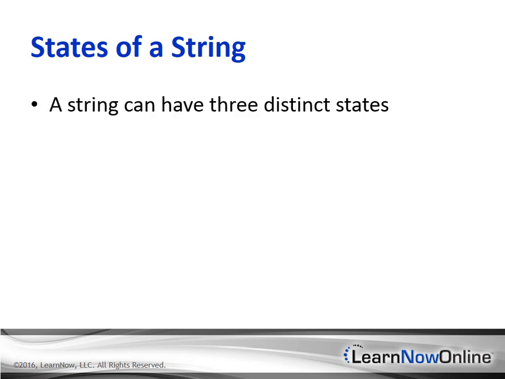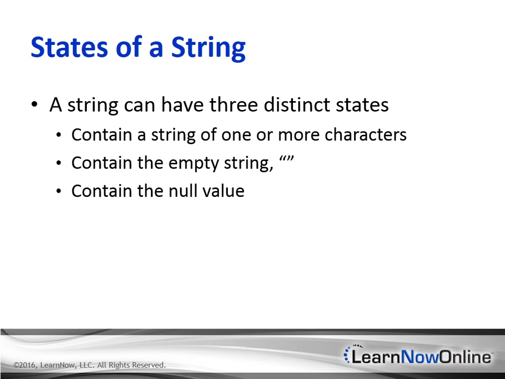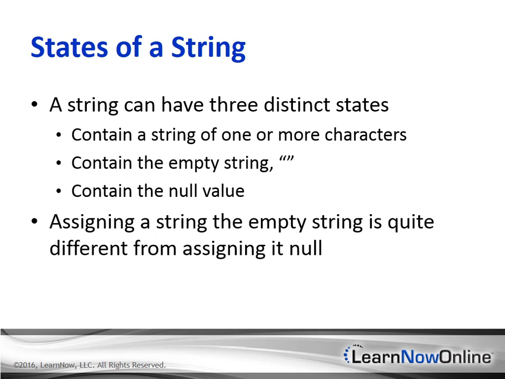So a string, for example, can have 3 distinct states. It can contain a string of 1 or more characters. That's what a string is. It can contain the empty string, literally double quote with nothing in between. And it can contain the null value. Now, it's important to understand that assigning a null value to a string is quite different from assigning it the empty string. A null value indicates that there is no value, while the empty string is a distinct value.